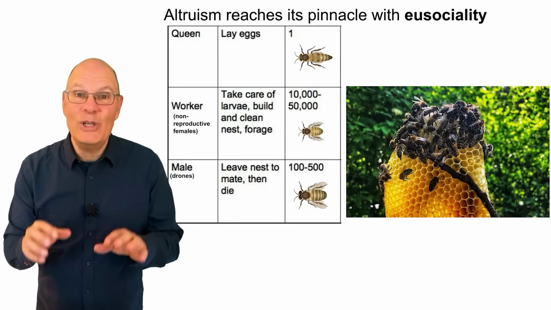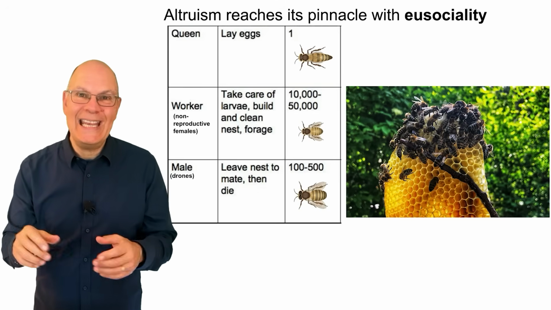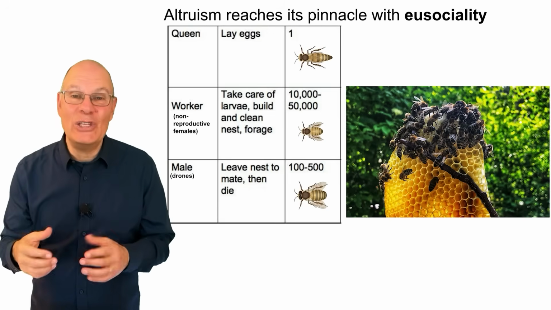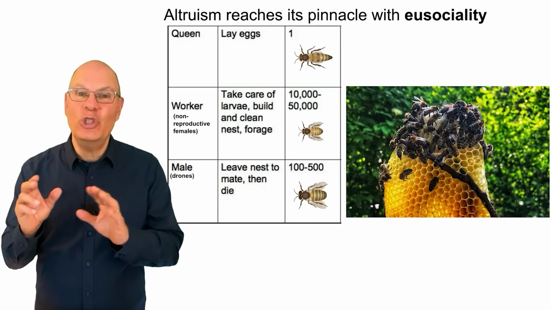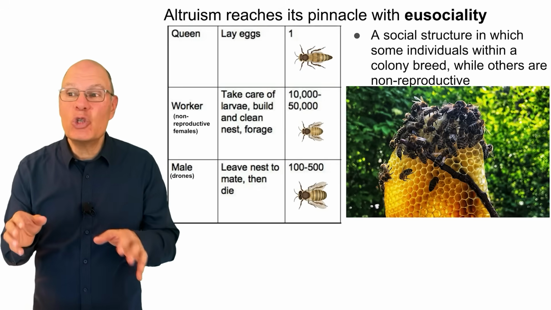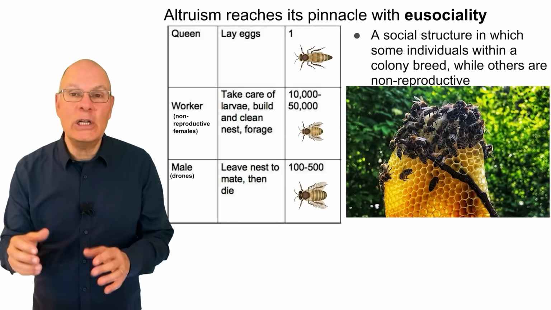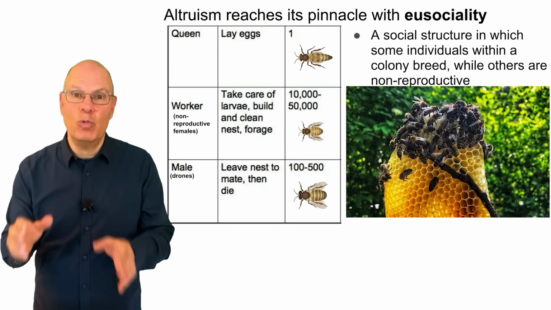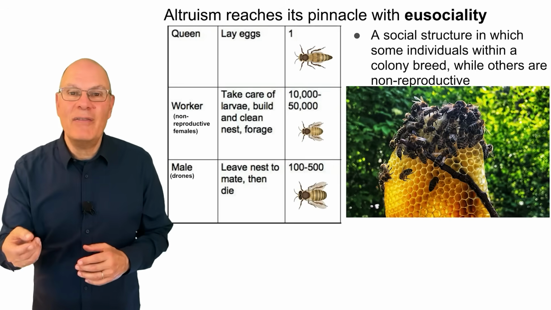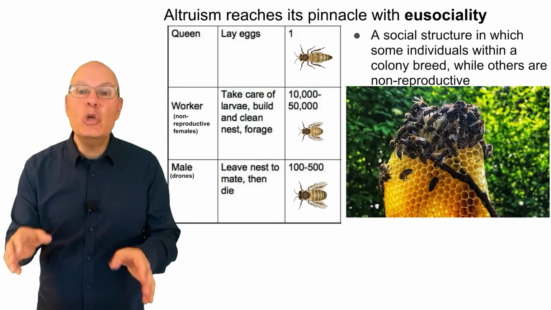The altruism that we just discussed in the Belding's ground squirrel reaches its peak in a type of animal behavior and social organization that's called eusociality. What is eusociality? It's a social structure in which some individuals within a colony breed while others are non-reproductive. And just to state the obvious, humans are highly social, but we're not eusocial.